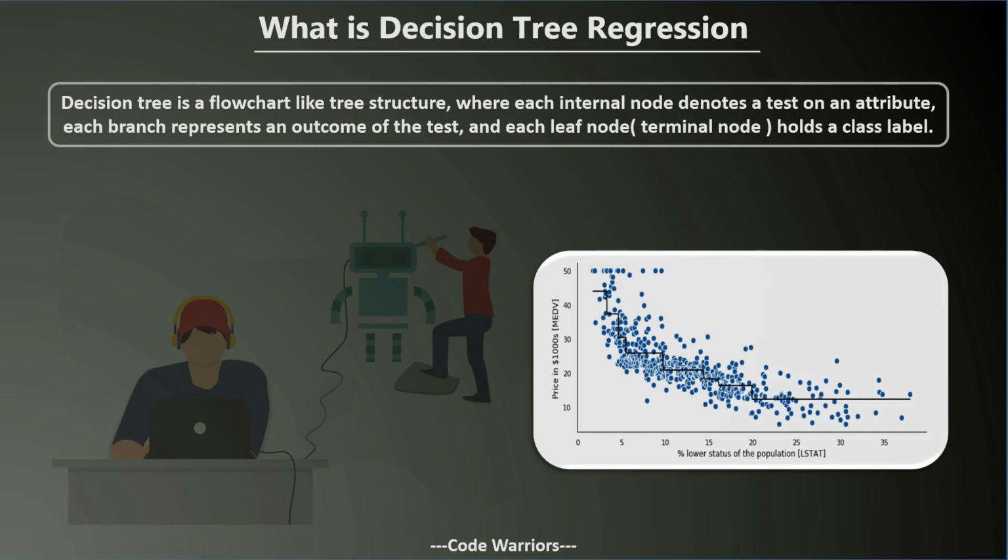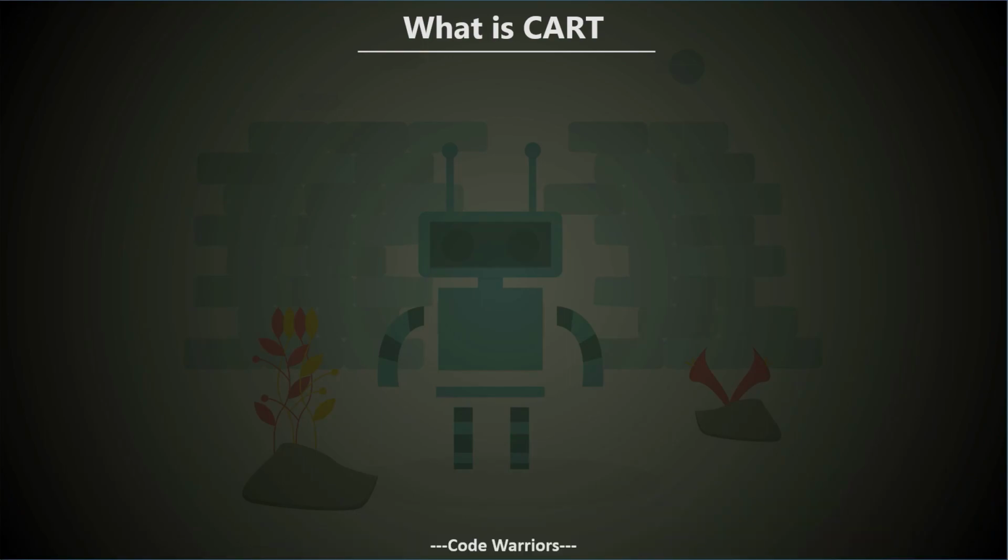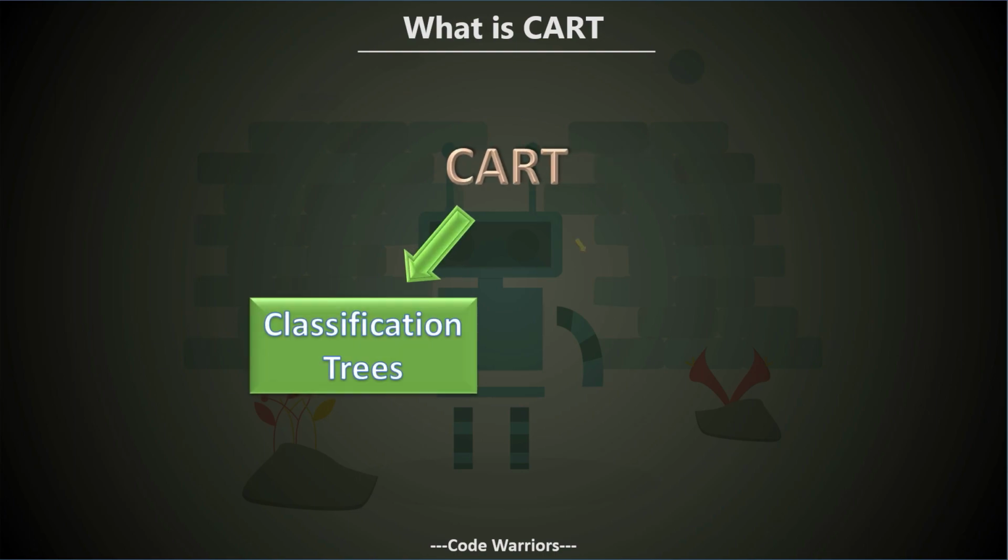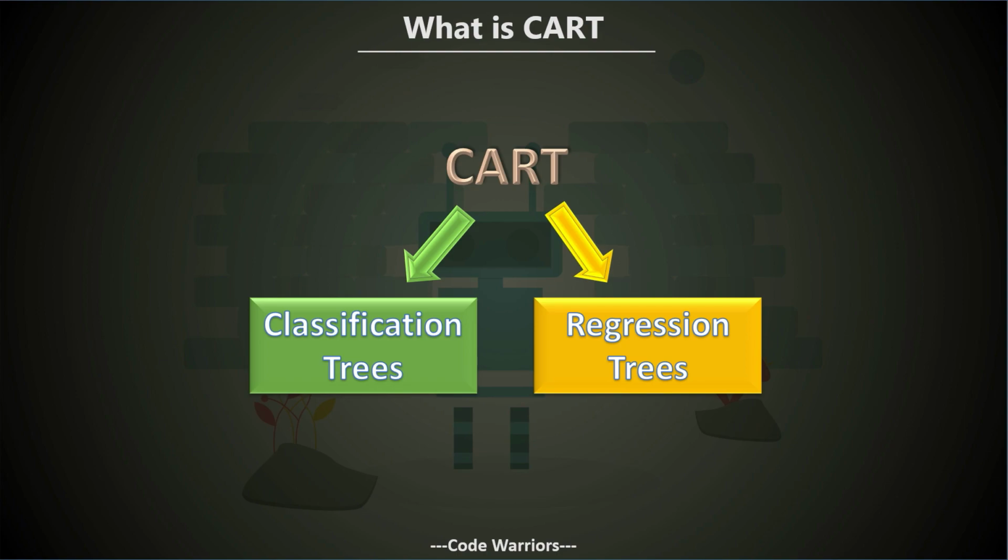So let's move to our next topic. There is a word known as CART in decision trees, and its full form is Classification and Regression Trees. Since our today's topic is decision tree regression, we will focus on decision tree regression, and classification trees will be explained in later videos.